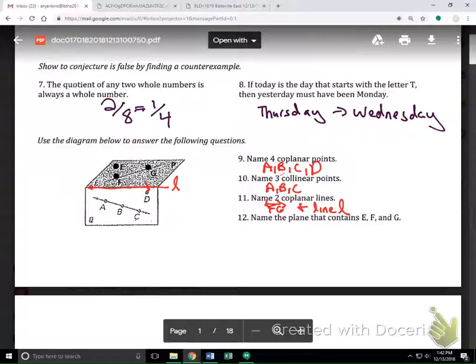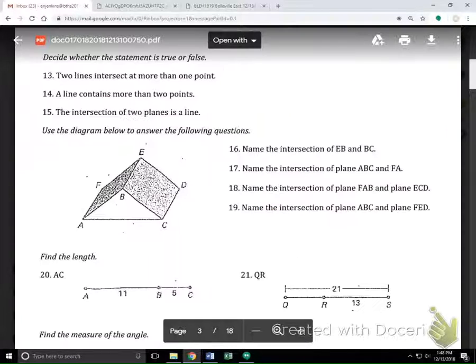Name the plane that contains E, F, and G. You guys just told me it's P. False. So 2 lines intersect at more than 1 point. True or false? False. How many points do they intersect at? So false is the correct answer. It intersects at 1. Yep. So 1 point. And then I drew a picture to show it in case you were unsure.